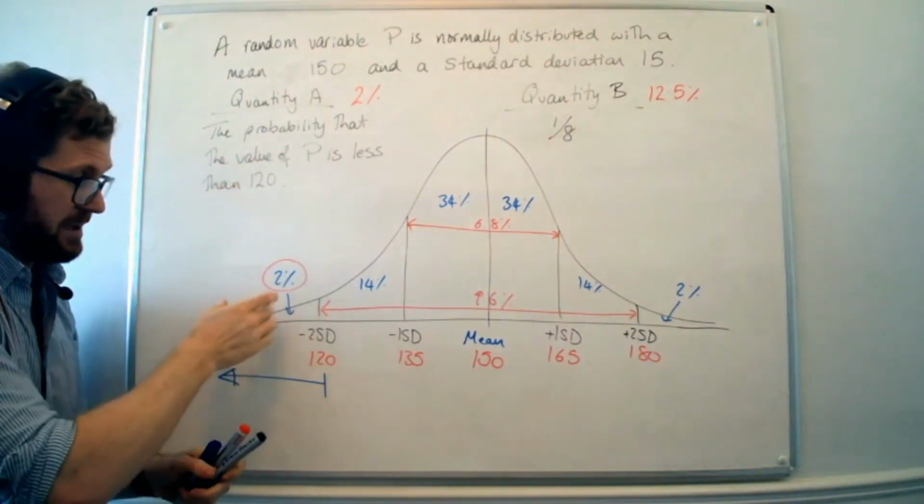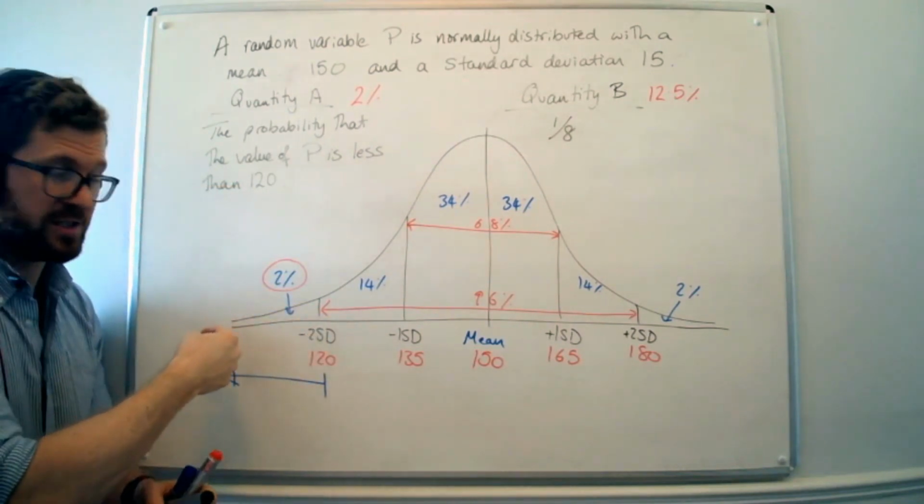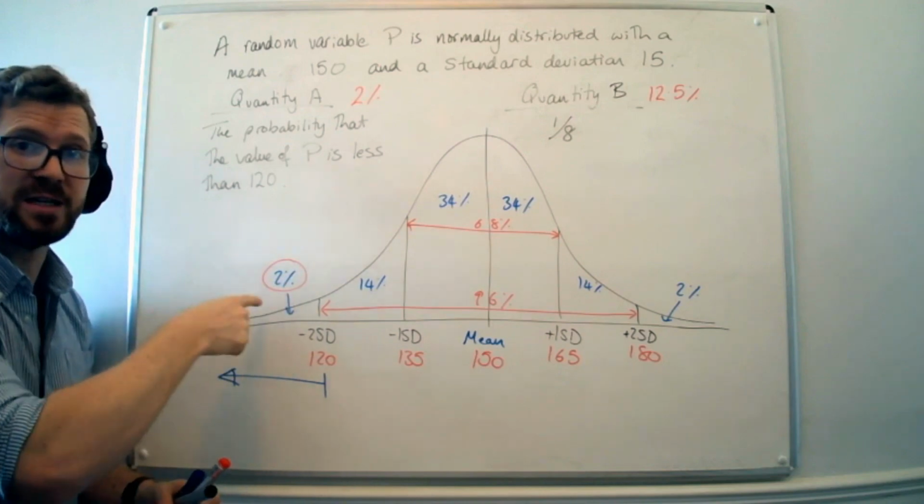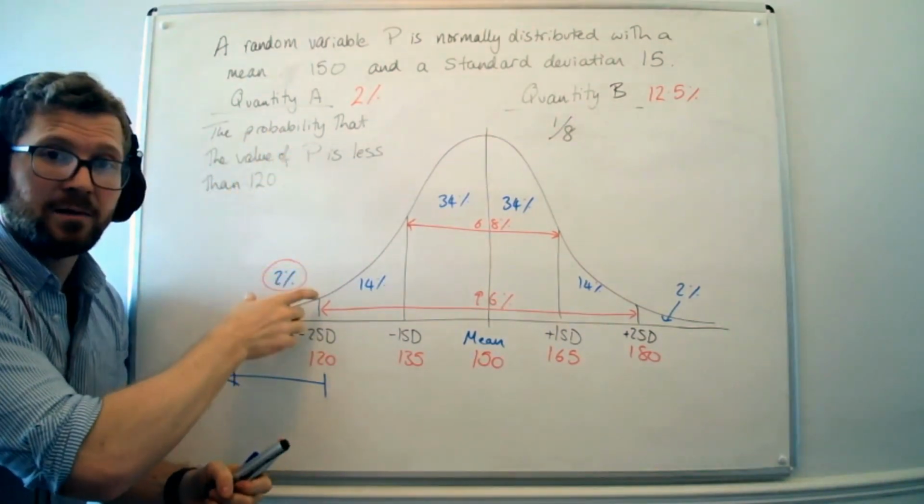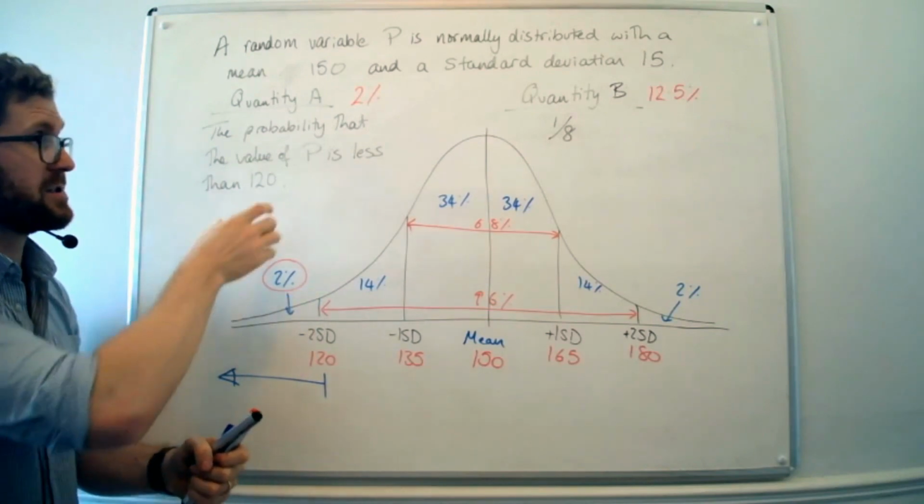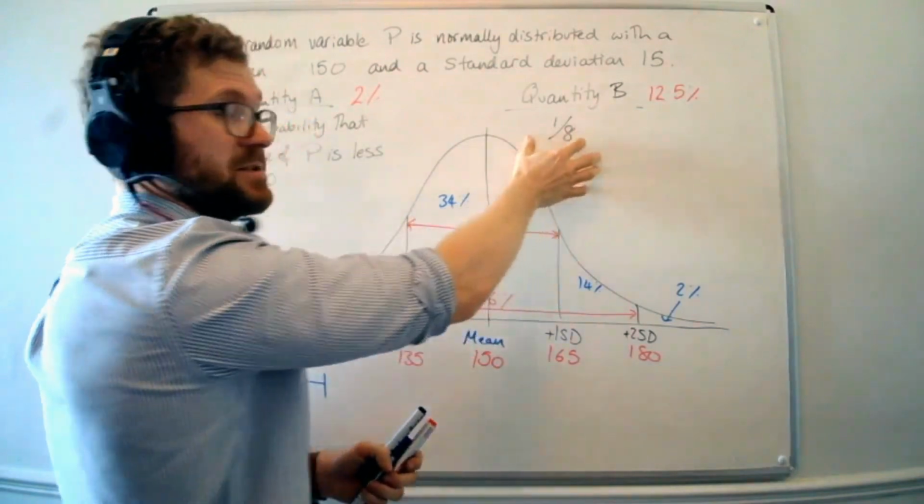So quantity A, as we said, represents the area that is more than two standard deviations below the mean. That should be 2% of the data, whatever the random variable P is that we're dealing with. 2% of it is going to be less than 120. Quantity B is 12.5% or an eighth.